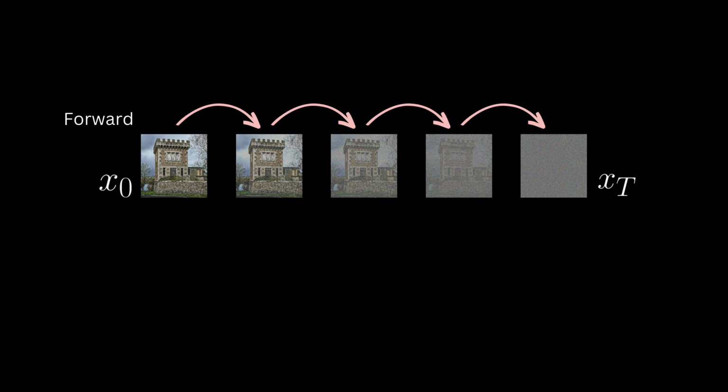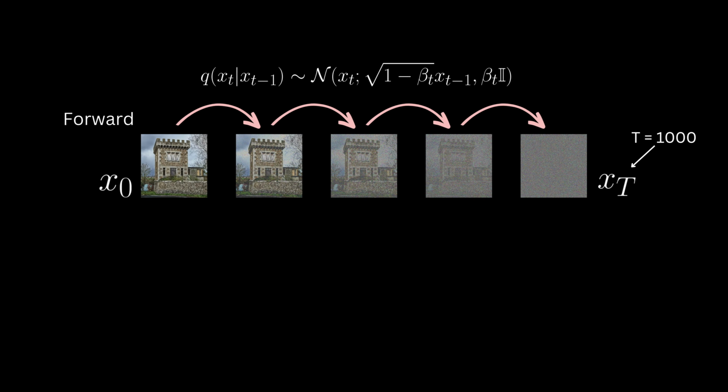This forward process of DDPM is Markovian. Given x_{t-1}, x_t is independent of all other previous time steps. The forward process is formulated in this manner, where the distribution at each time step is a Gaussian with predefined mean and variances. Beta_t was the schedule of variances, and the authors of DDPM used a linear schedule, with beta increasing linearly over time steps, and the number of time steps used was 1000.